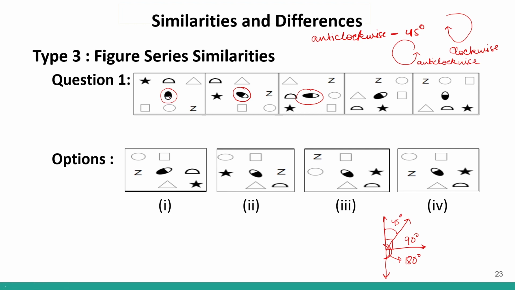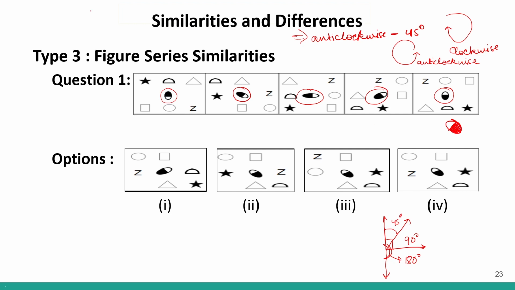So here you can see it is moving in an anti-clockwise direction. So 45 degrees anti-clockwise, 45 degrees anti-clockwise. Then again 45 degrees anti-clockwise, and lastly 45 degrees anti-clockwise. So here I can see it is moving anti-clockwise 45 degrees. So if I have to move 45 degrees anti-clockwise, it will be something like this. I'll be facing which direction?